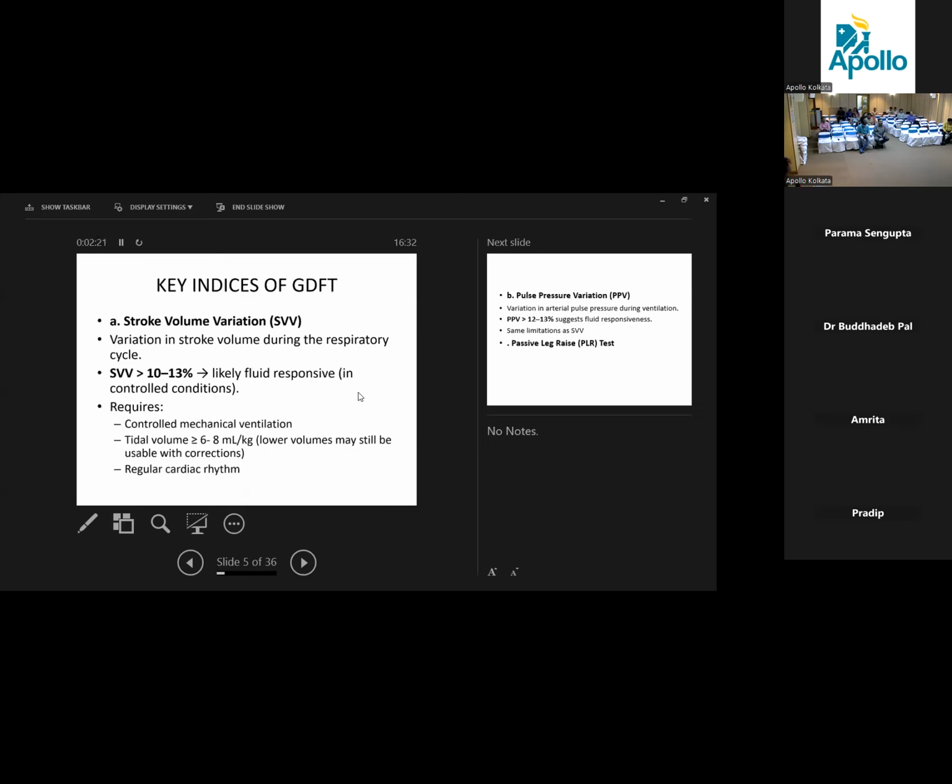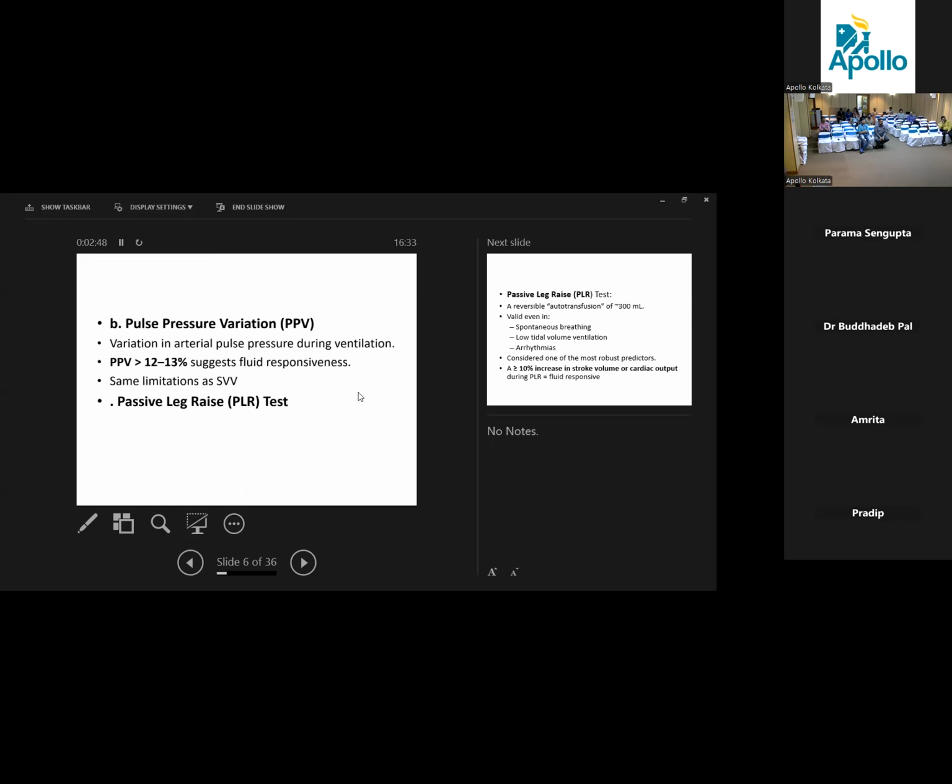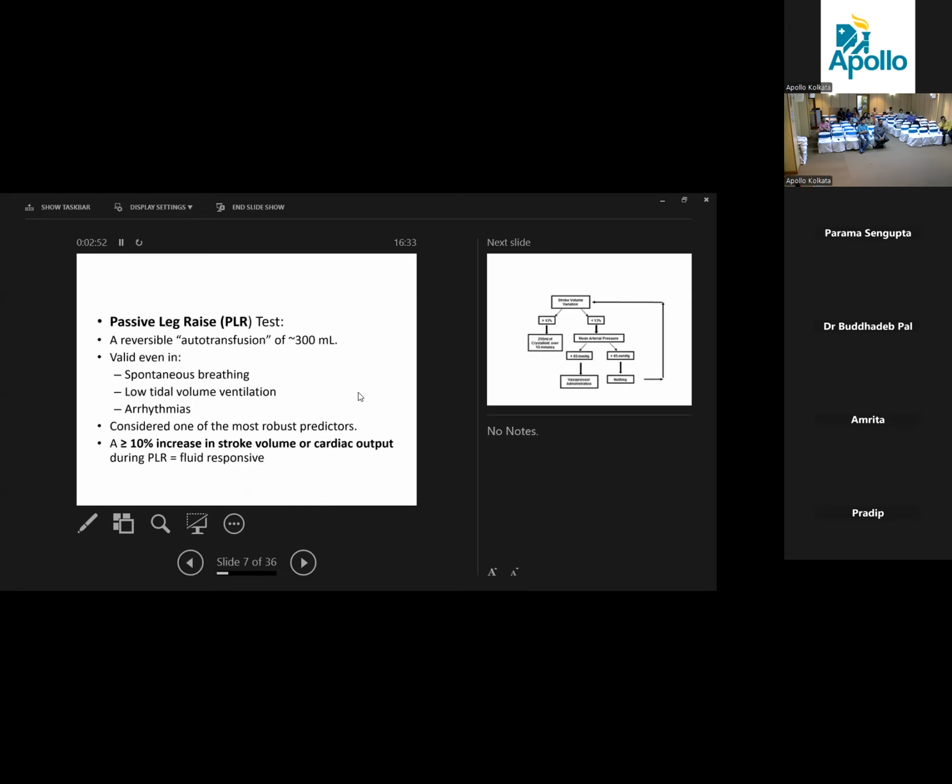The key indices of goal-directed fluid therapy are the dynamic parameters like stroke volume variation, where there is variation in stroke volume during the respiratory cycle, and we consider it fluid responsive when the stroke volume variation is more than 10 to 13% in certain conditions like controlled mechanical ventilation, sinus rhythm, and tidal volume of at least 6 to 8 ml per kg. Similarly for pulse pressure variation and passive leg raise test.